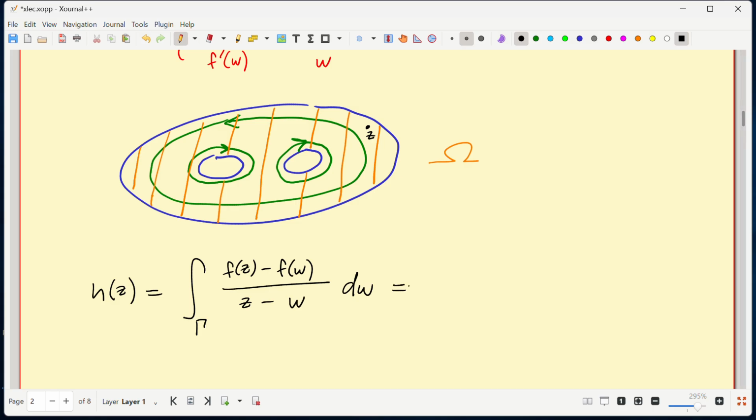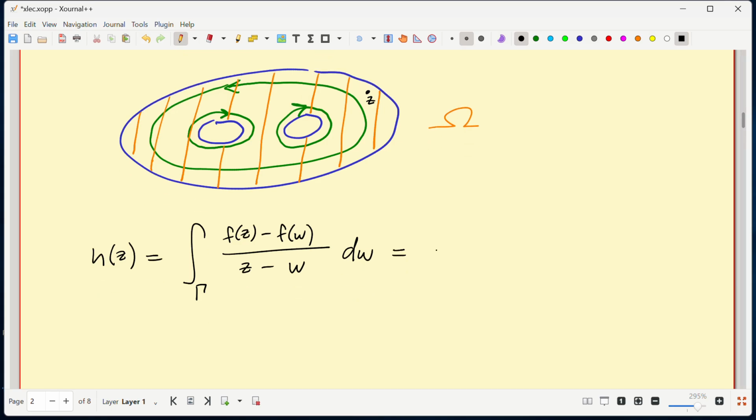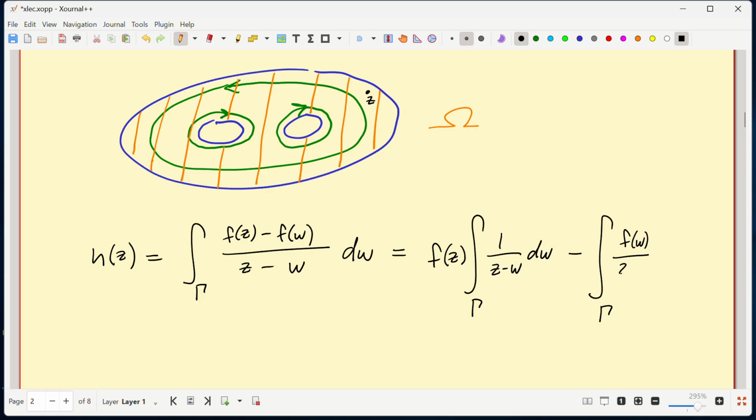When I write that out and pull it apart, f of z is just a constant, so I can pull that out. I get an integral around gamma of 1 over z minus w dw, and then I would get minus the integral around gamma of f of w over z minus w dw.